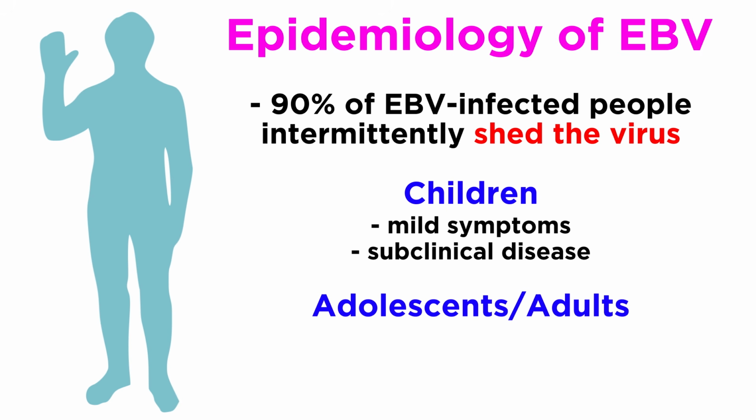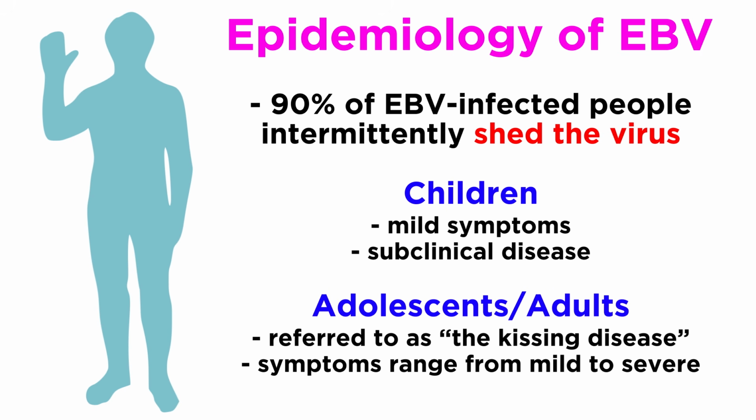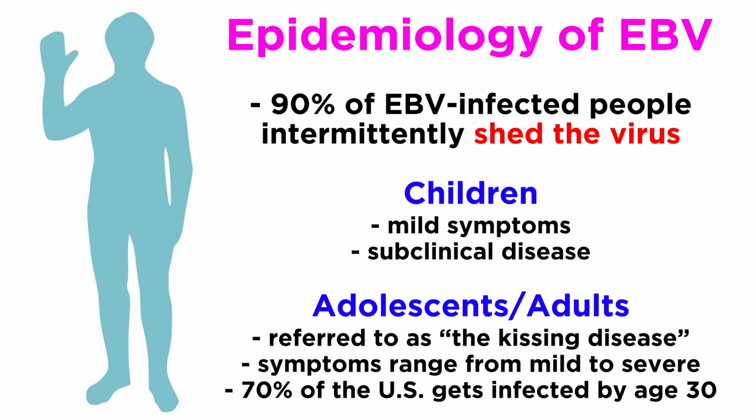Moving into adolescents and young adults, EBV mononucleosis has been called the kissing disease. In this age bracket, disease symptoms can range from basically unnoticeable to severe. It turns out that at least 70% of the US population gets infected by age 30. Immunosuppressed individuals and transplant recipients are at higher risk for more serious disease when infected with EBV.